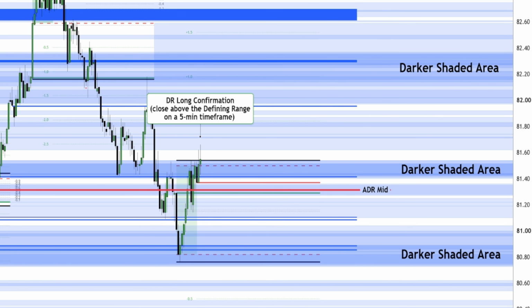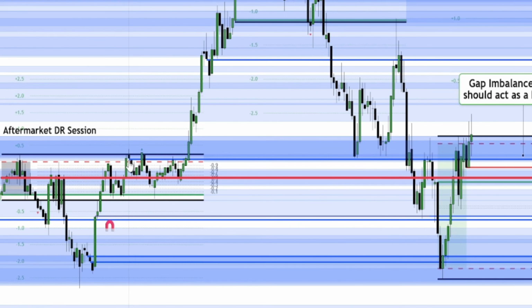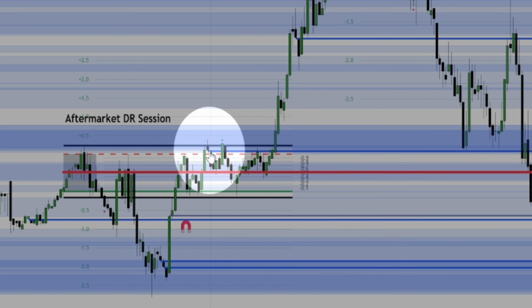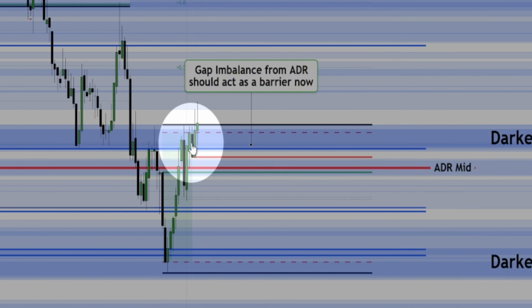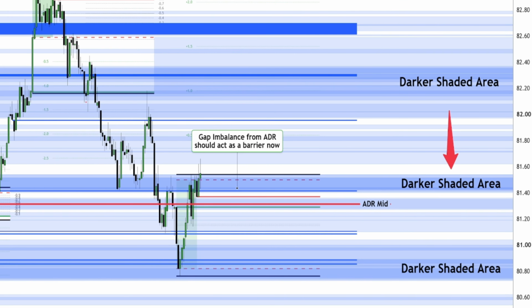What else happened? Price broke above the darker shaded area right here. And ideally, from now, you want continuation without dipping back below it. The DR structure has shifted to the upside here with a high probability. And here's the piece that supports the whole idea. The intraday gap imbalance has now been broken to the upside. With the long confirmation and the darker shaded area on top, it should act as a barrier for the rest of the session. And that is the lesson of today's video.